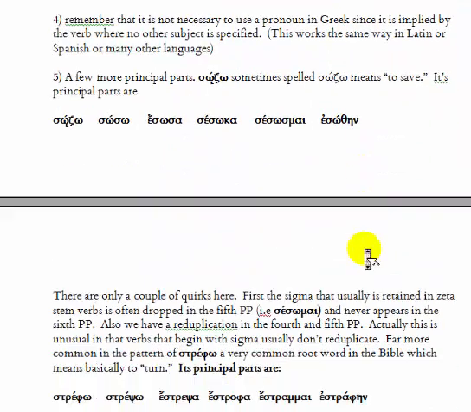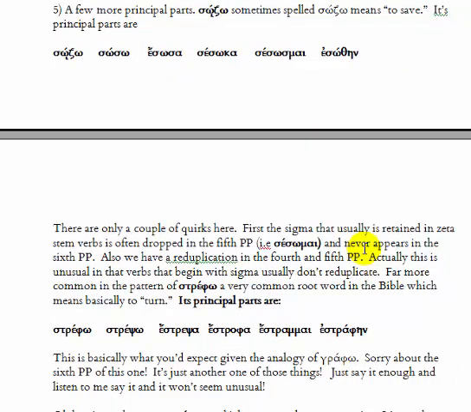Let's take a look at a few more of these principal parts just briefly. Sozo is a fairly common word that means to save or to rescue. Principal parts: sozo, soso, esosa. Exactly what you'd expect so far. Sesoka, sesosmai, esosthein. In this case, I'm not sure exactly why you don't see the sigma in the last principal part, but you just don't. Don't worry about it.